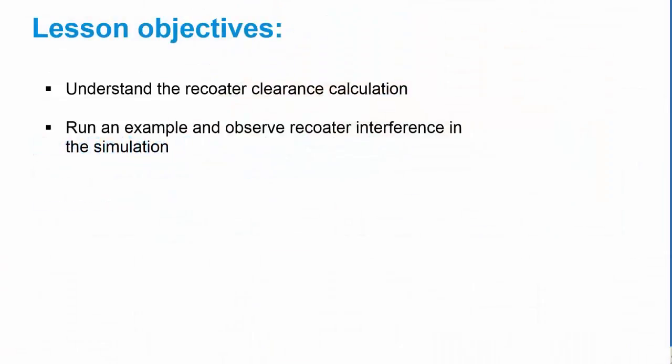The objective of this lesson is to explain how Netfabb Simulation calculates how close the deformed geometry is to interfering with the recoater blade. That means hitting the blade that rakes over the new layer of powder, which is a common cause of part failure in additive manufacturing. Then I want to run an example of a part that's going to trigger this recoater warning in the simulation.